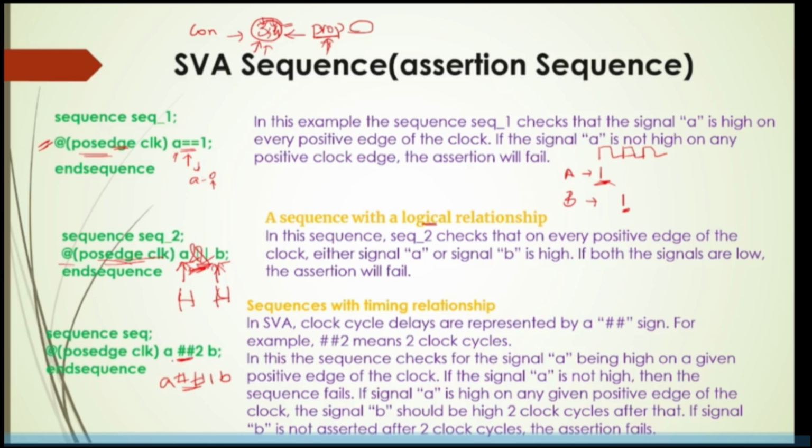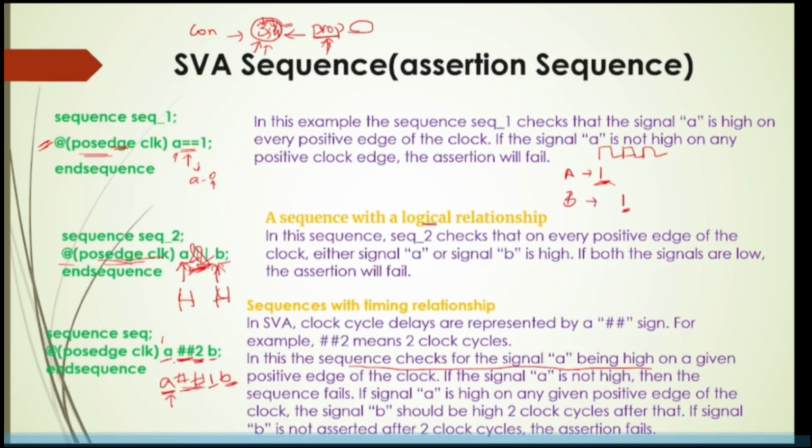Okay, so what happens? First, after A is high, ## 1. That means after one clock cycle, B will be high. Now, if you see here, ## 2. That means after A is high, then after two clock cycles, B will be high. Got my point? See, the sequence checks for signal A being high on a given positive edge.